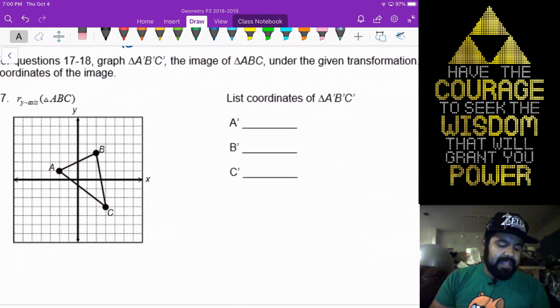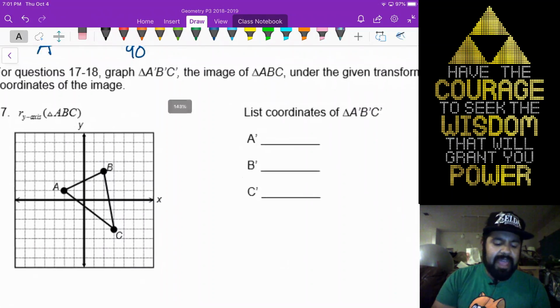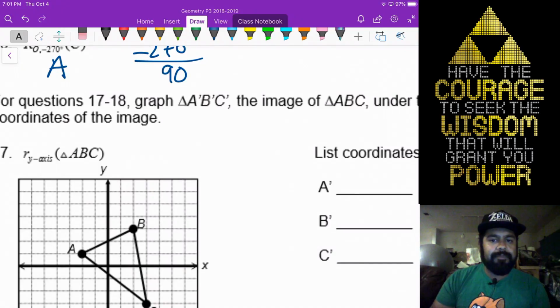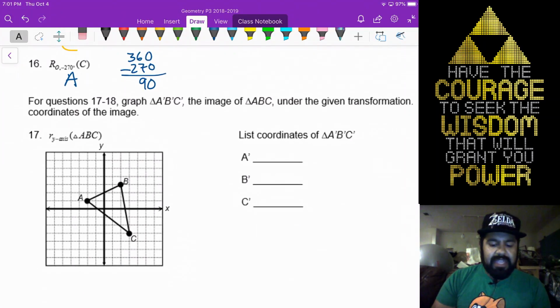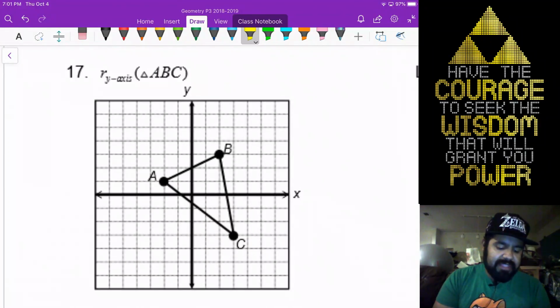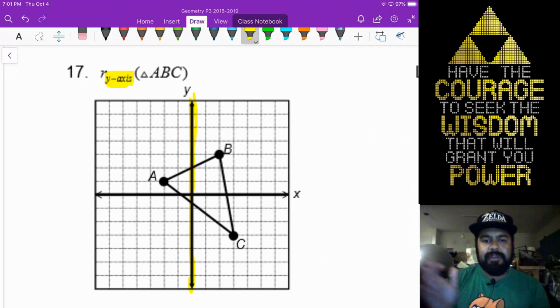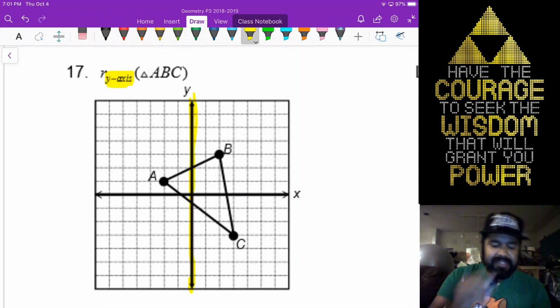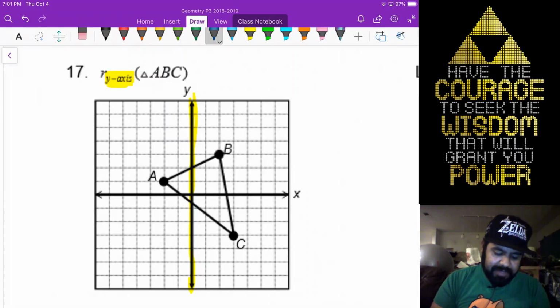Okay, right here we have our triangle ABC. We were asked to graph A prime, B prime, C prime, which is our image, and then write the coordinates. All right. So right here I'm looking at this and it says a reflection over the y-axis. Well, here's my y-axis. This is my mirror. So point A is going to move from the left side to the right side. It's going to flip over. How many spaces? 1, 2. 1, 2. So it's going to end up in that little spot right there.